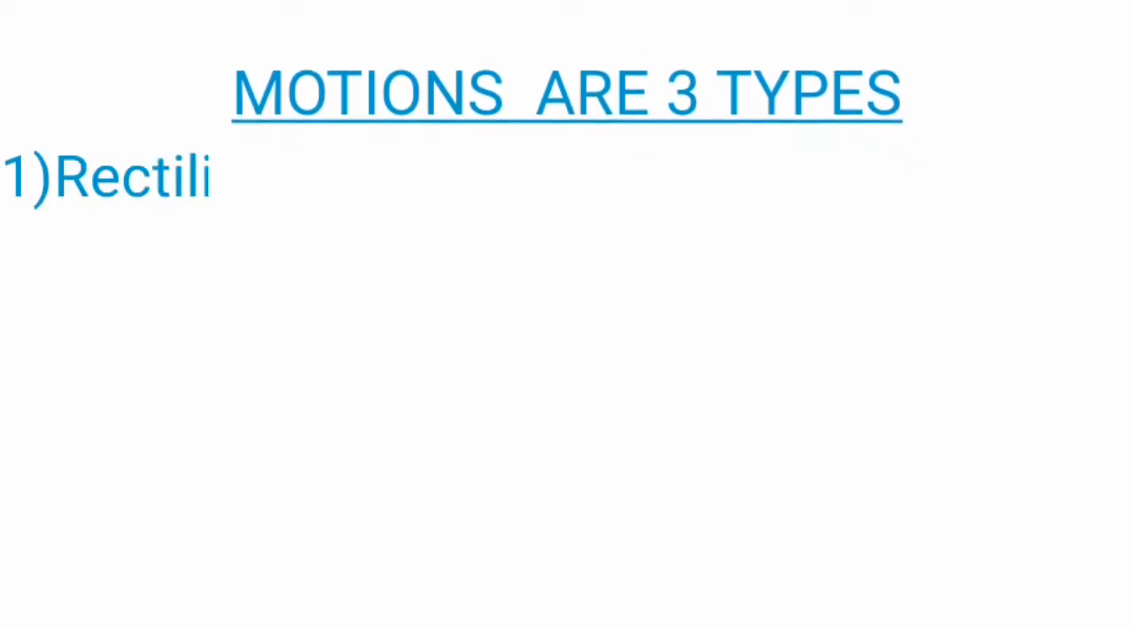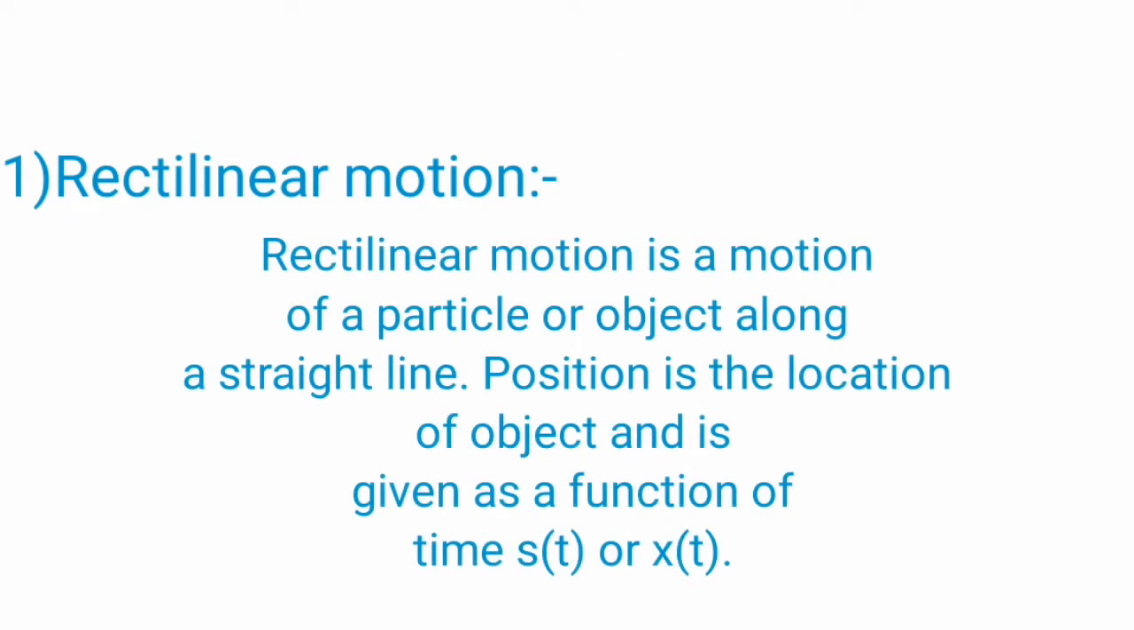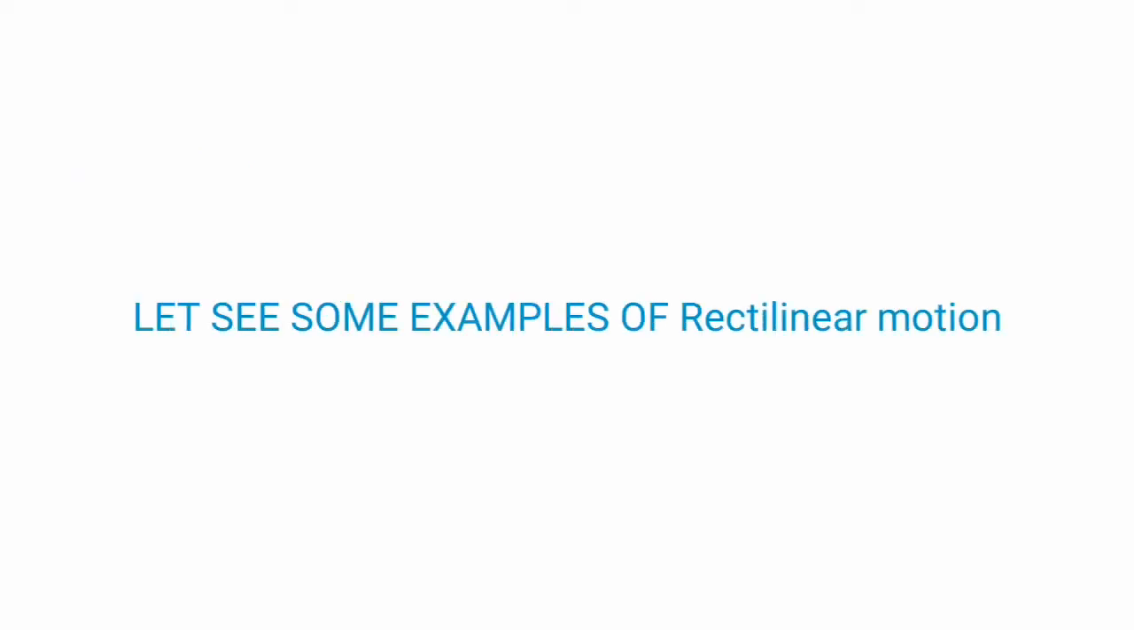Motions are of three types. That is, 1. Rectilinear motion. Rectilinear motion is a motion of a particle or object along a straight line. Position is the location of the object and is given as a function of time, s(t) or x(t). Let's see some examples of rectilinear motion.